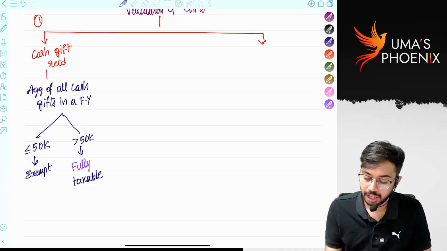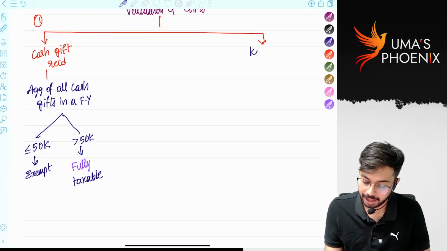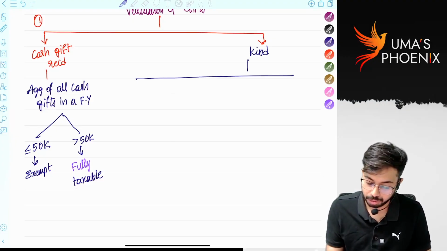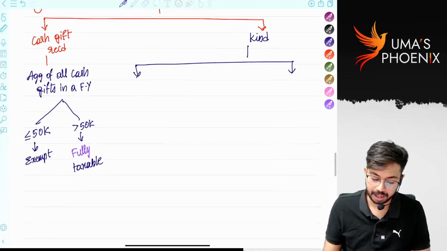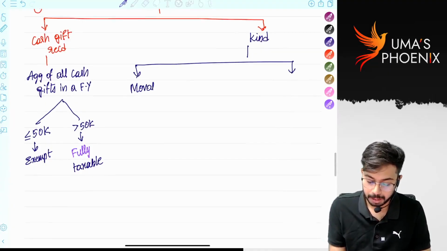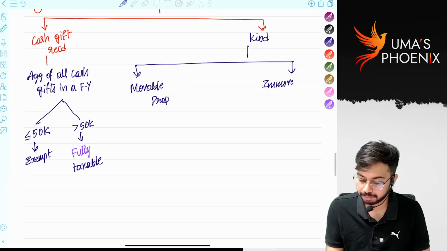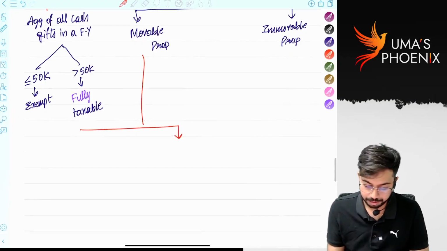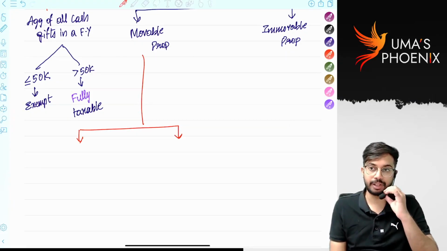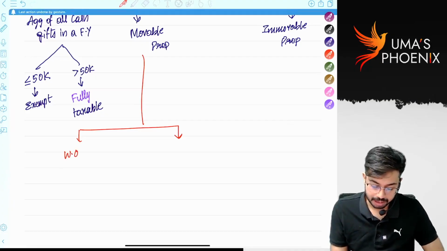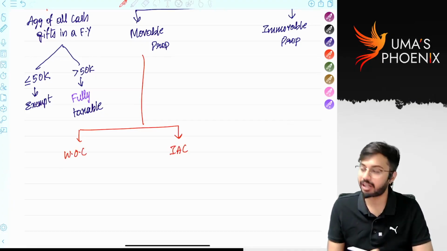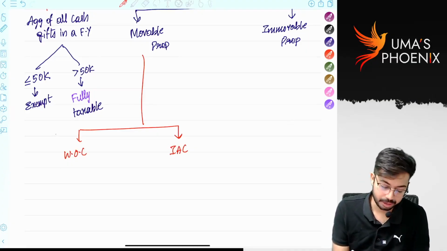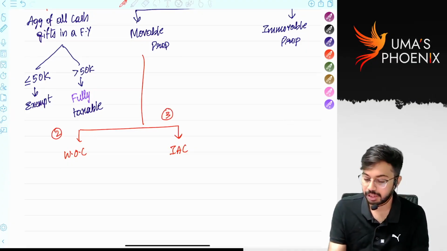If a gift is received in kind, gift is classified into two types, right? Kind gift can be received either in the form of movable property or in the form of immovable property, correct? If a gift is received in the form of movable property, such gift can be received either without consideration or for inadequate consideration, correct? So case 2, case 3. Shall I explain?